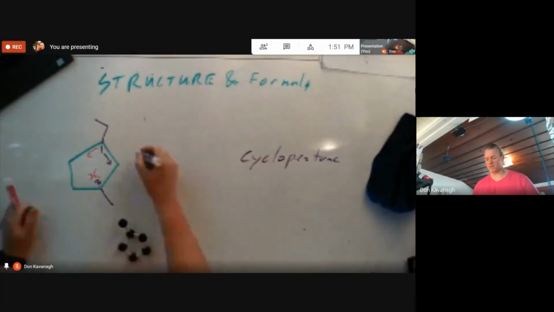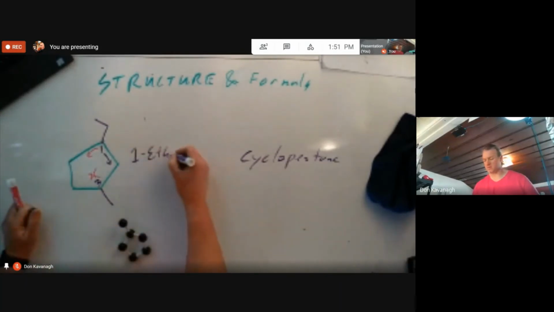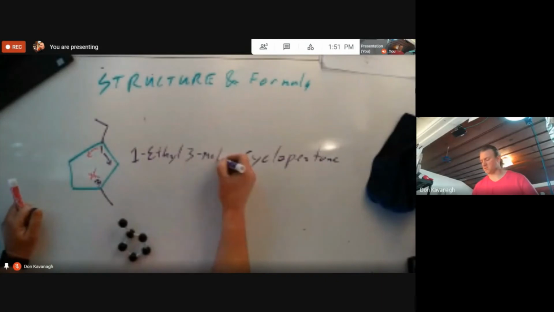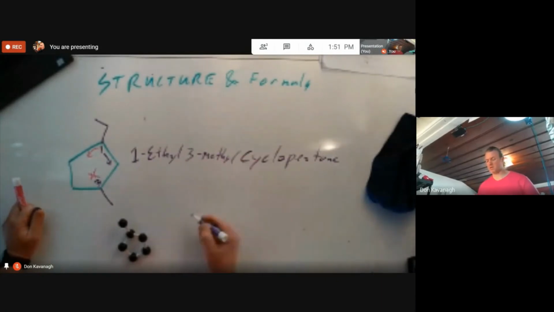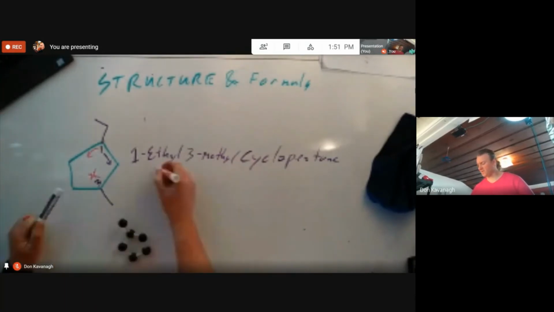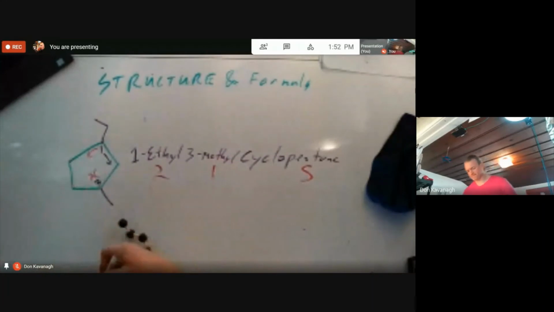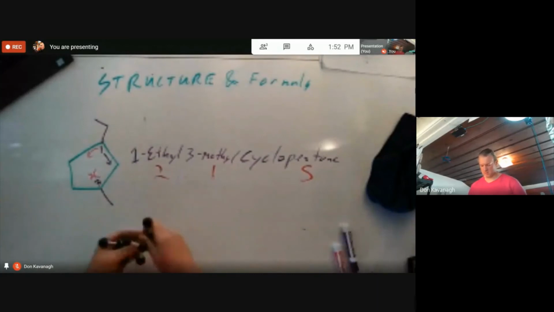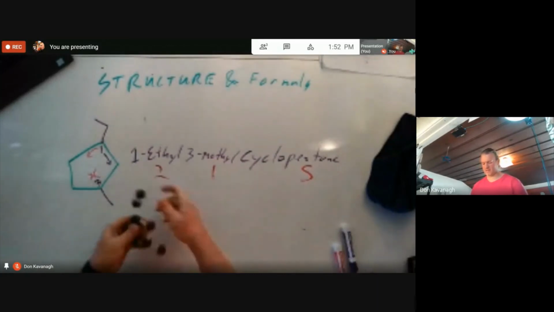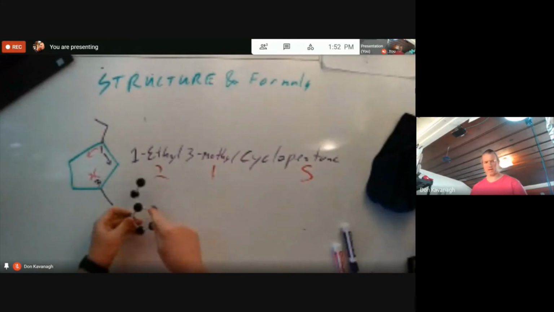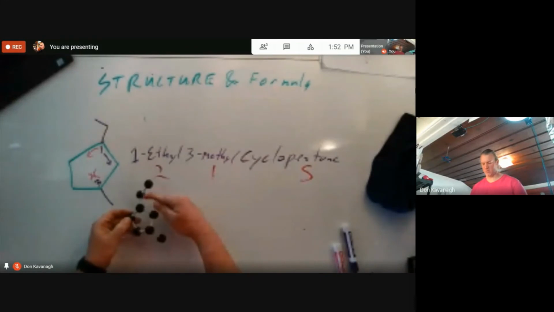So this is 1-ethyl, 3-methyl cyclopentane. The number of carbons in our name is 2, 1, 5, 8, and there's also 8 in our picture here. And I can build a model of that as well. My cyclopentane is in the center. This is automatically 1 because it contains the ethyl. And if I go 1, 2, 3, 3-methyl.